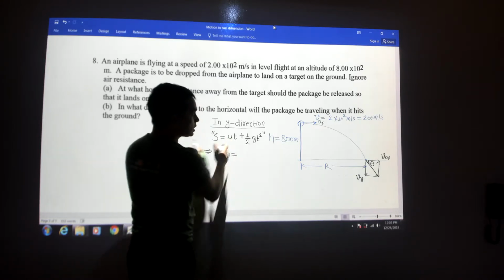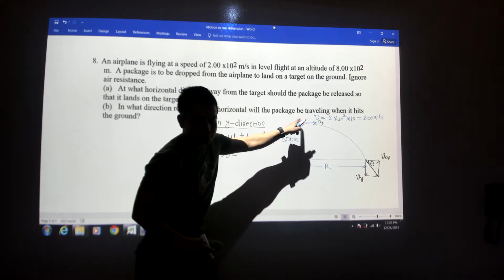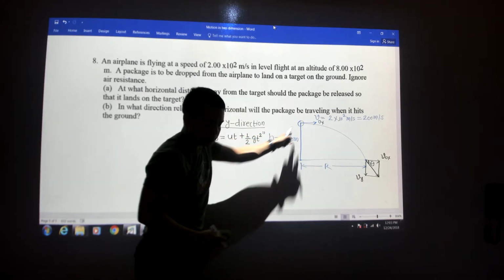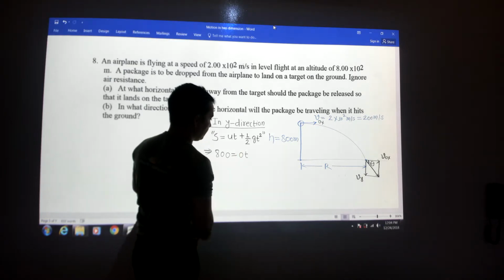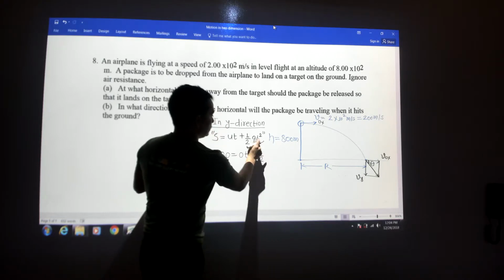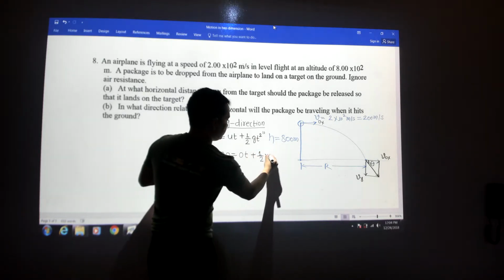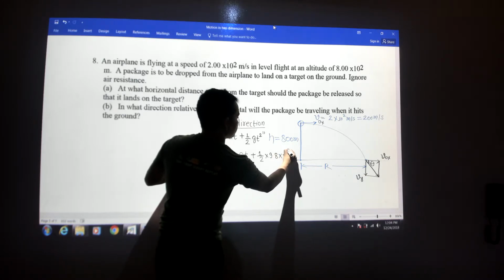And the initial velocity along the y direction: the plane is moving only along the horizontal direction, there is no component along the y direction, so this velocity is 0. So 800 equals 0 times t plus half times g, which is 9.8, times t squared.